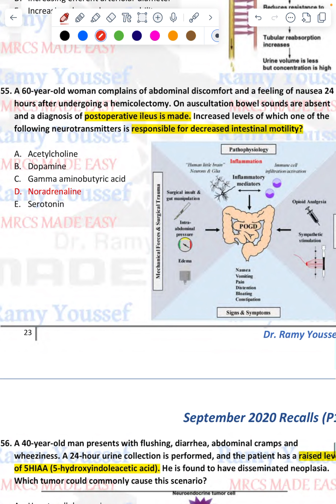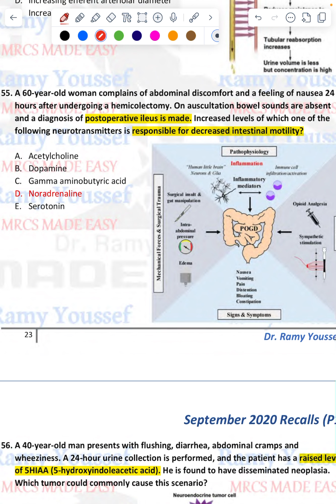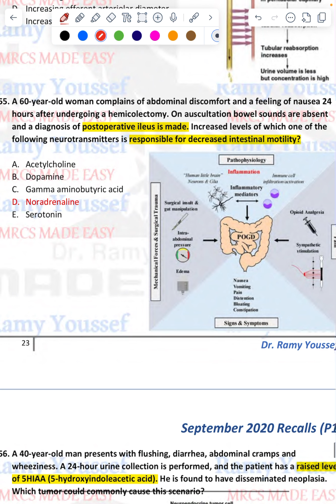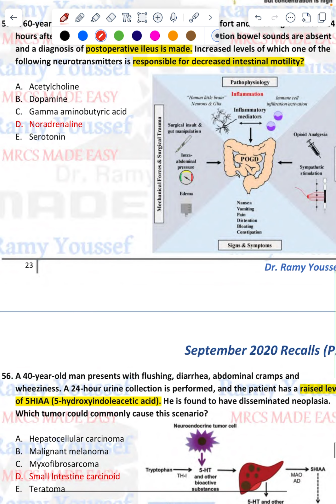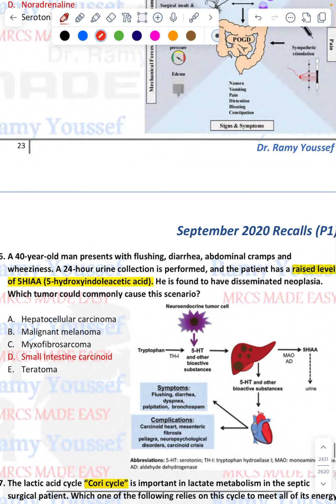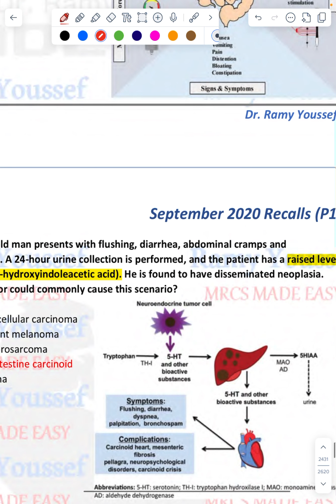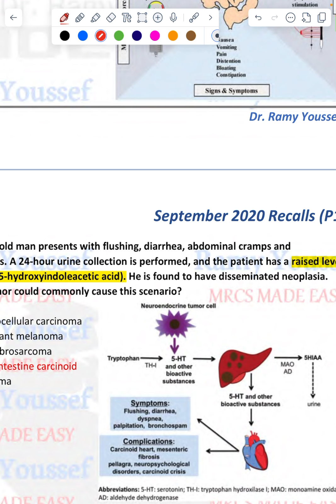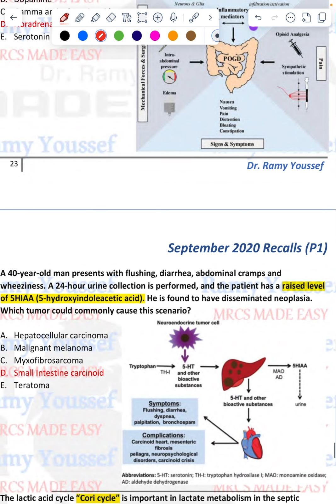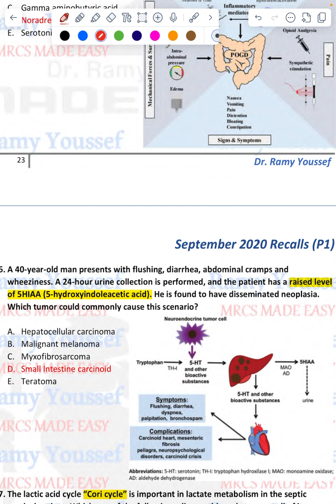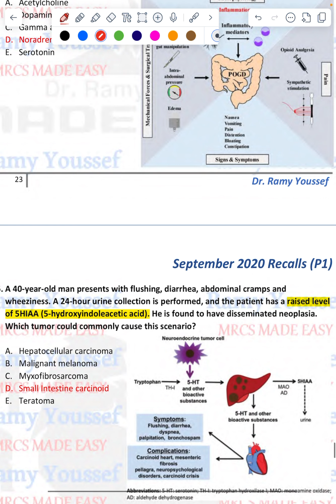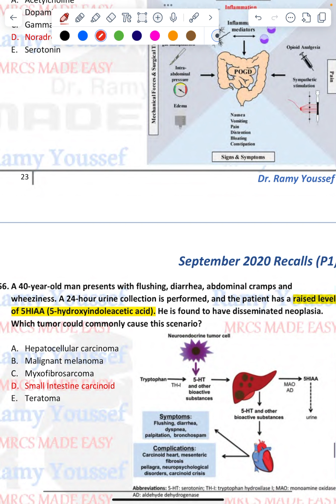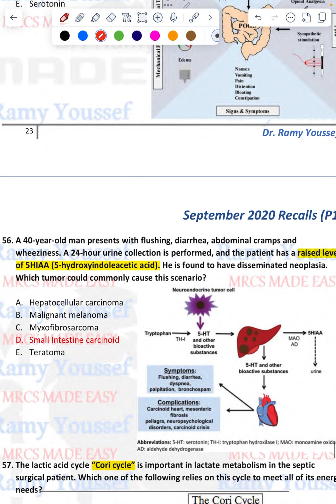A 40-year-old man presents with flushing, diarrhea, abdominal cramps, and dizziness. This is a neuroendocrine tumor. Which tumor is most likely? Small carcinoid tumors, neuroendocrine tumor cells. 5-hydroxyindoleacetic acid, 5-HT, and other bioactive substances from the liver cause the symptoms of flushing and diarrhea. So liver secondaries are there, and then it causes appearance of 5-HIAA.